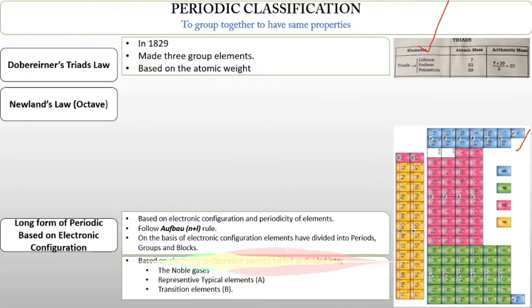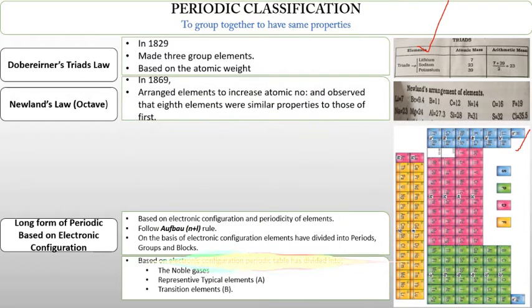Now Newlands' law. Newlands' law is also called the law of octaves. He presented his law in 1869 and arranged the elements in increasing atomic weight. Sorry, I have written atomic number here. This is not atomic weight; I wrongly wrote number here. Okay.